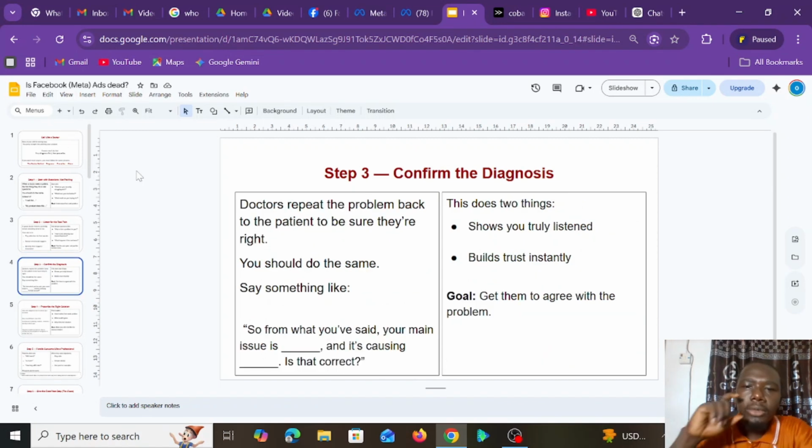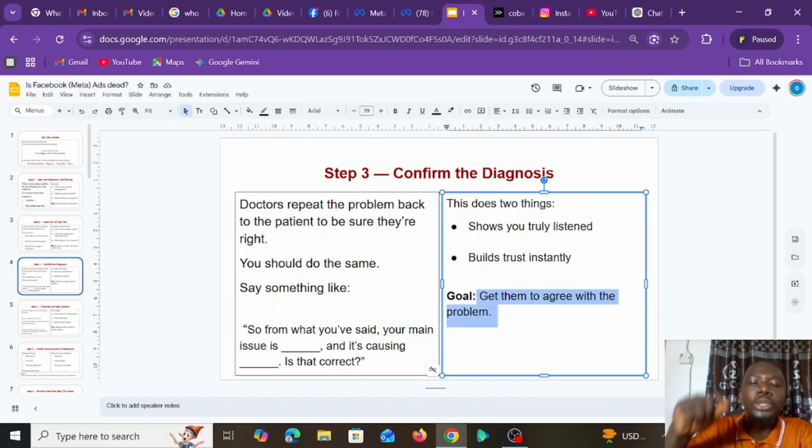So step three, confirm the diagnosis. Now, doctors usually repeat the problem back to the patient to be sure they are right. You should do the same also. Say something like, so from what you have said, your main issue is you're not making sales, and it's causing you to be broke. Is that correct? And they'll say yes. So when you repeat the problem back to them, you want them to agree. The goal of repeating the problem back to them is to get them to agree with the problem, because when they agree with the problem, it will be easy for you to present the solution to them.